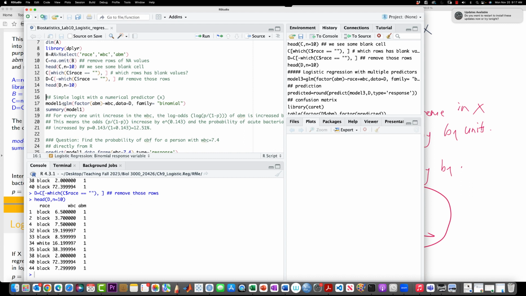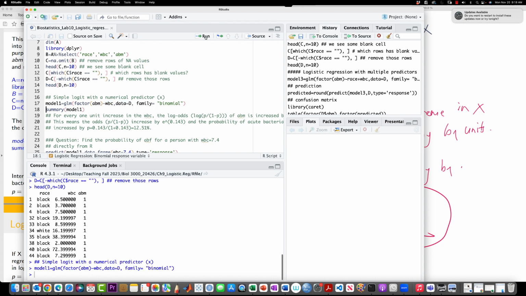Model 1 is the name I'm giving, GLM, and factor ABM, that is Y, and I'm giving the command factor. ABM looks like numerical data, but it is not actually numerical. 1 stands for the person has bacterial meningitis, and 0 stands for the person has viral meningitis. Although ABM is represented by numbers, it is like yes is 1 and no is 0, so it is categorical. That's why we are writing factor ABM, and WBC is the independent or predictor variable. Data is D, and binomial.